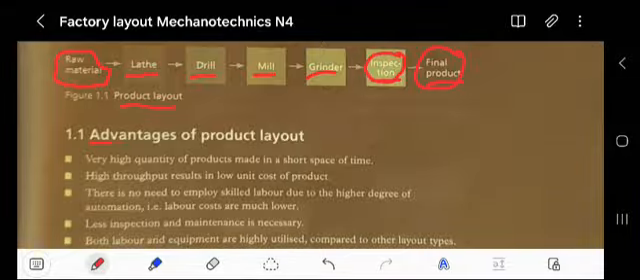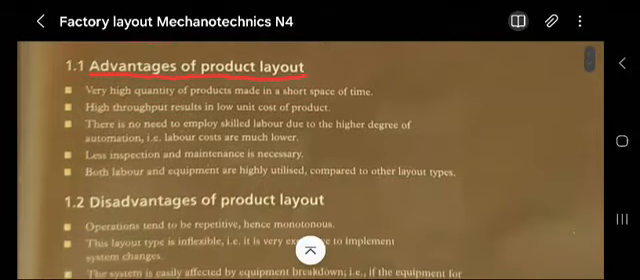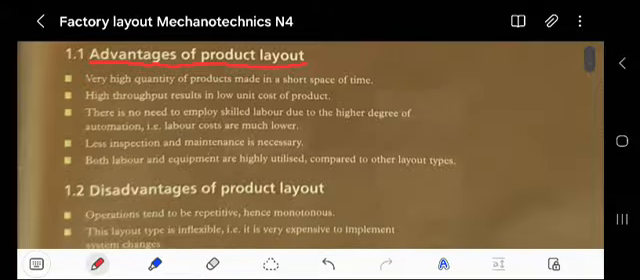Then the advantages of this product layout. Now let's check the advantages. The first point there, we have very high quantity of product made in a short space of time. This is a nice form. We produce more of the goods within a short period of time. Things are made fast.